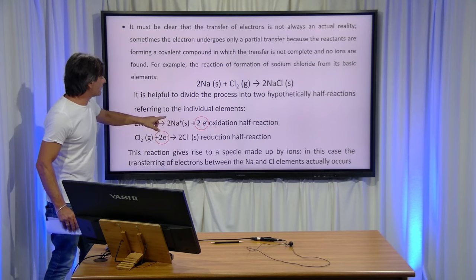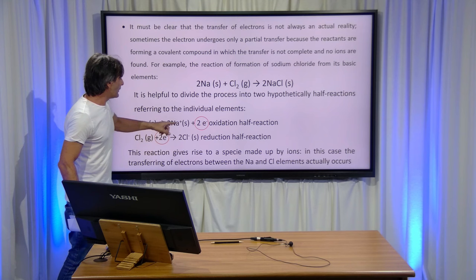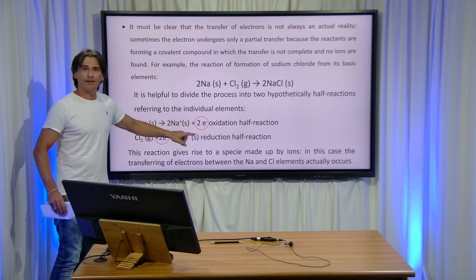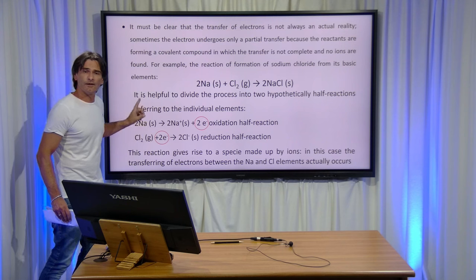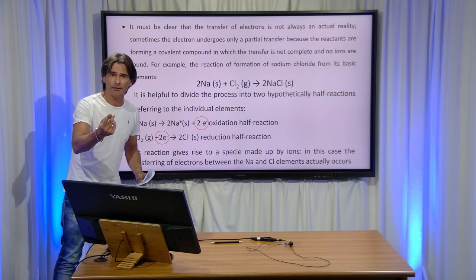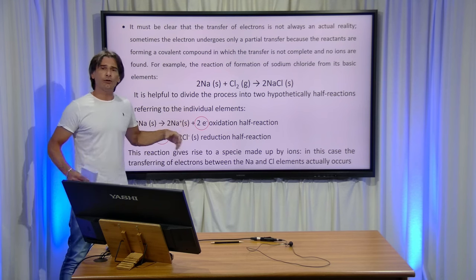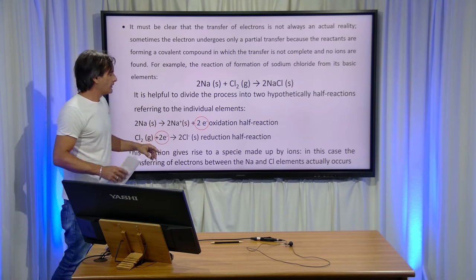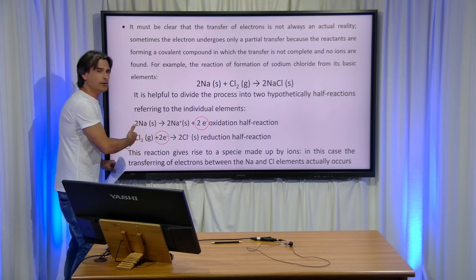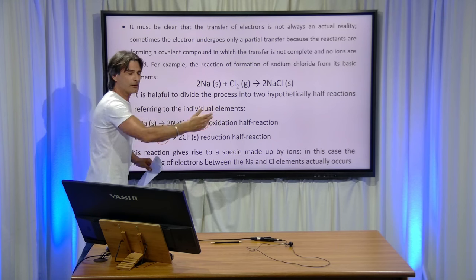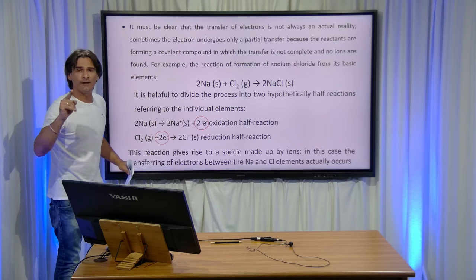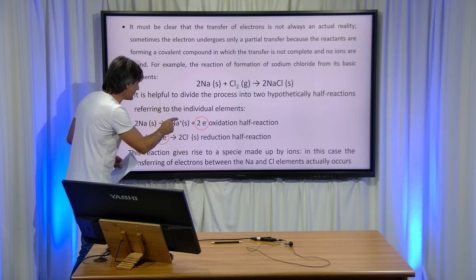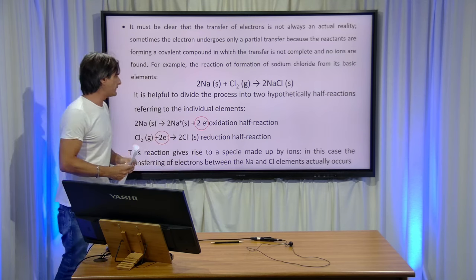two monovalent cations of sodium, releasing two electrons. This means that every atom of sodium is releasing one electron. And this is, of course, an oxidation by the definition we gave previously, because we have an element that is losing electrons, that is giving electrons to someone else. And in this case, you have to put electrons on the right side of the equation, between the products, because electrons are really products of the reaction.